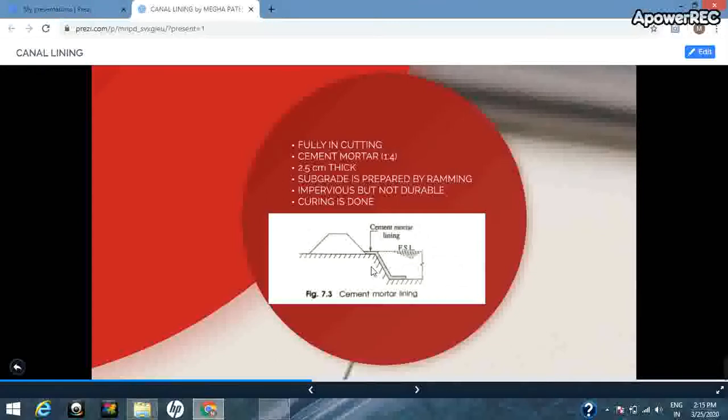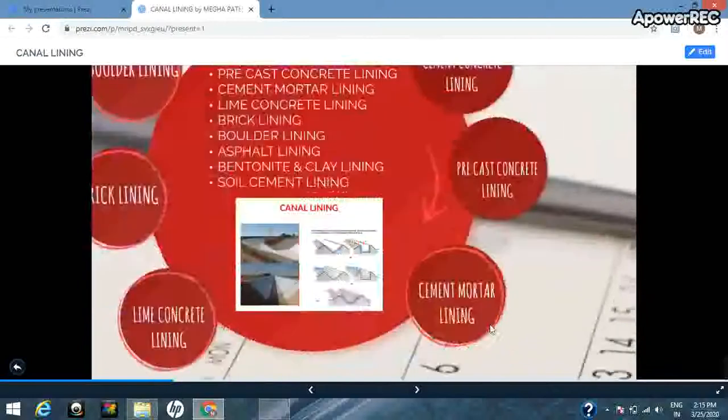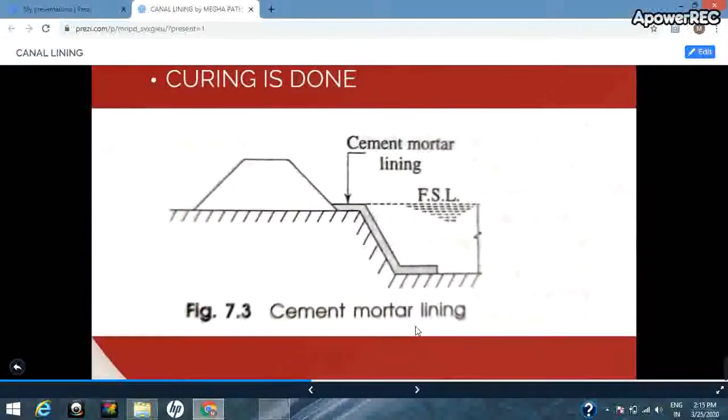The subgrade is prepared by a particular compaction. It is impervious, but it is not durable. The above two types of lining were both impervious and durable. But in this type of lining, it is impervious but not durable. That means we have to maintain this type of lining. Maintenance cost would be increasing, and in this type curing is done also. Okay, this is a particular figure of cement mortar lining.